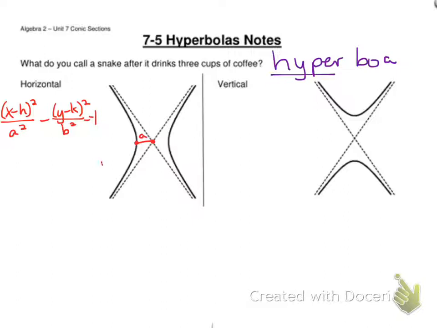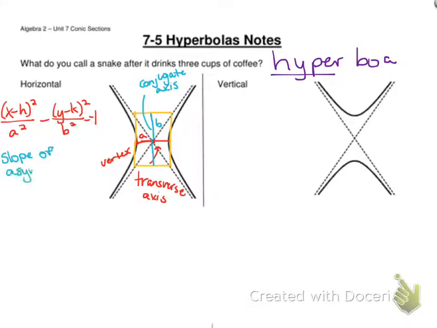The distance from the center to the vertex is a, and we call that the transverse axis. That's a new vocabulary word, transverse axis. The distance from the center up is b, and it kind of makes this little box. It will make more sense in a minute when we graph the asymptotes, but that is called the conjugate axis. So we have a and b just like before, except instead of making an ellipse, now we're making a hyperbola. Those dashed lines are called asymptotes, and we've done those before.